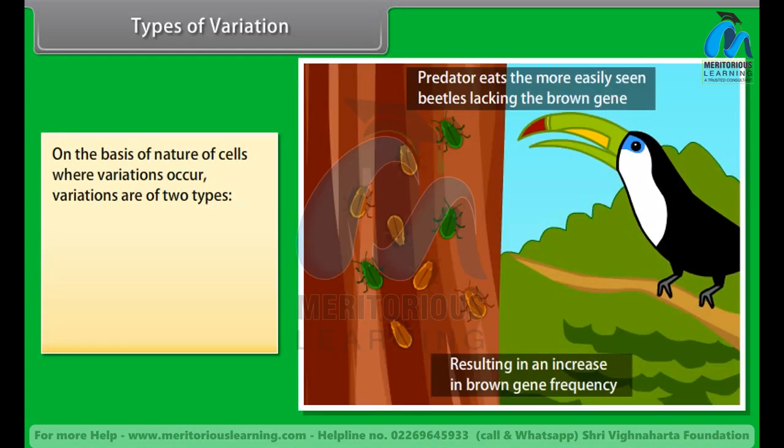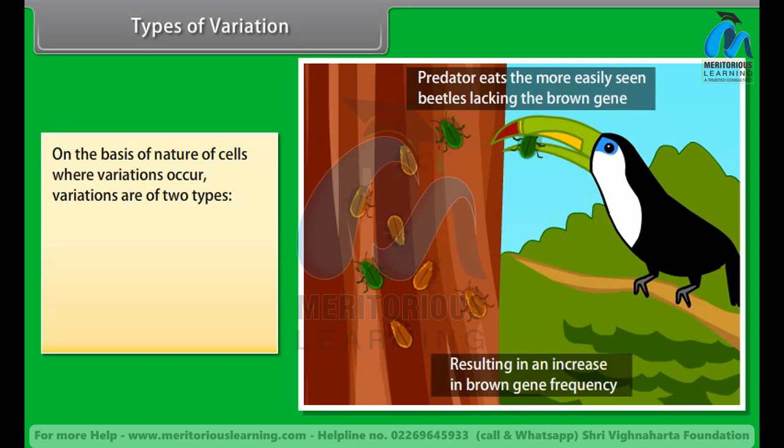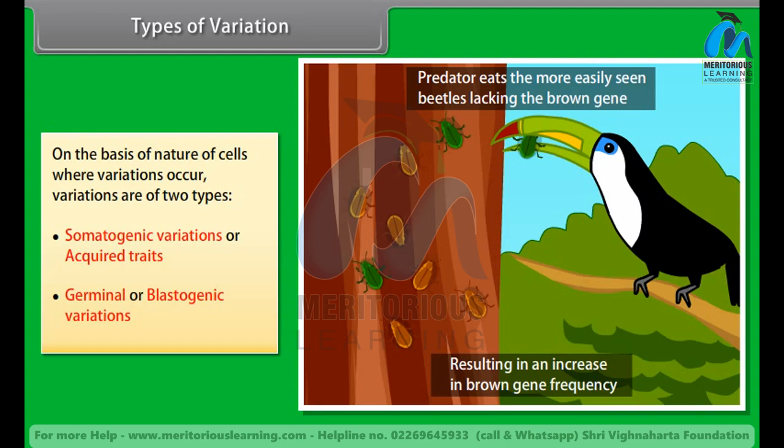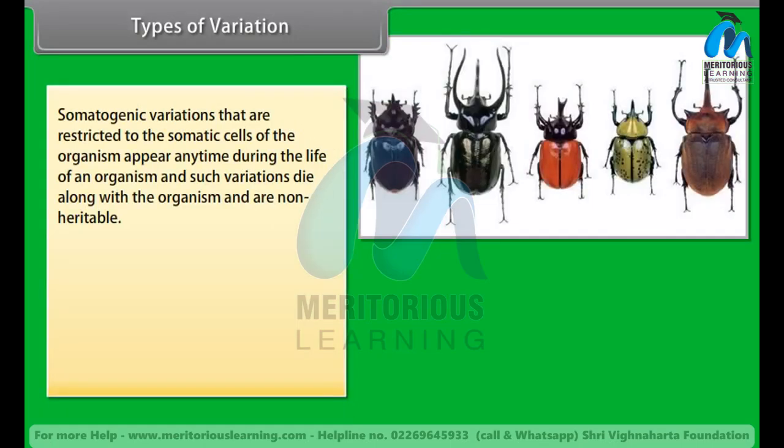On the basis of nature of cells where variations occur, variations are of two types: somatogenic variations or acquired traits, and germinal or blastogenic variations. Somatogenic variations are restricted to the somatic cells of the organism and appear any time during the life of an organism. Such variations die along with the organism and are non-heritable.